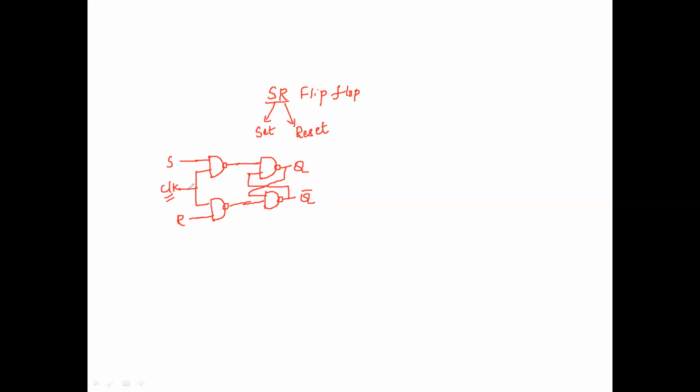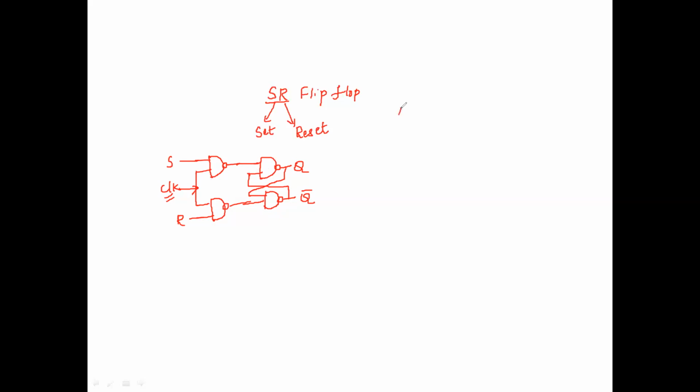This clock may be either positive triggered or negative triggered. So depending upon the type of triggering, the output changes whenever the clock is triggered or changed. Since we are using NAND gates, before analyzing the circuit, let me first write the truth table of the NAND gate.